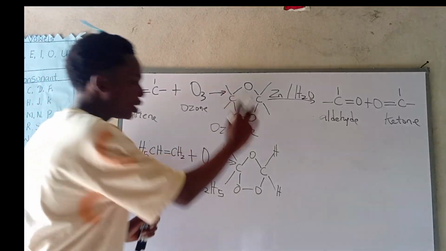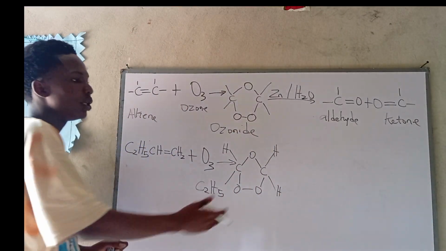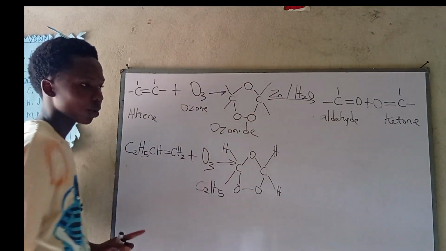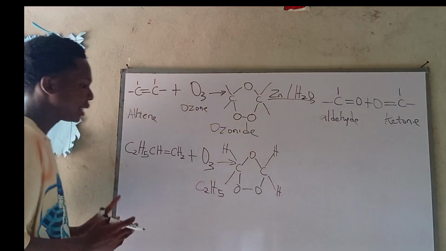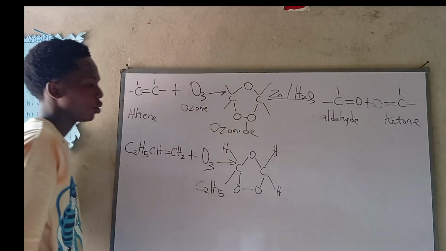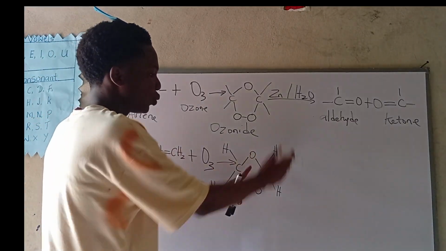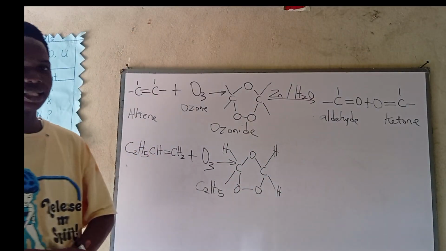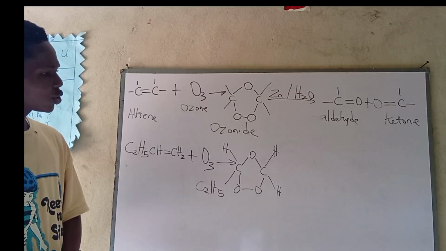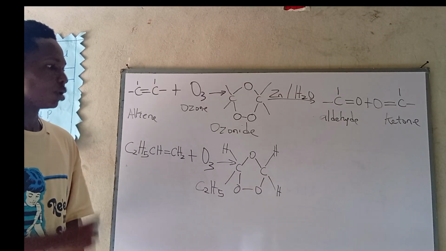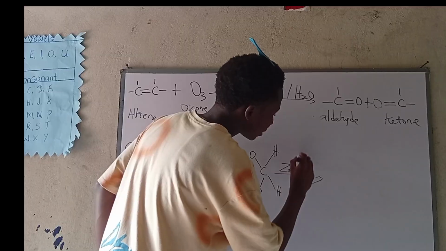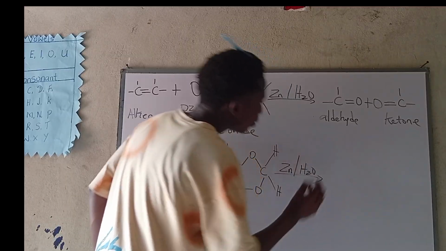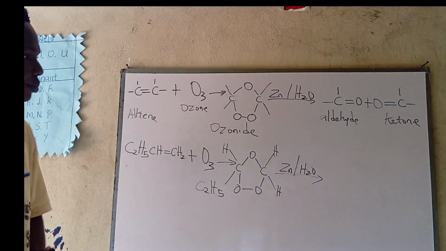What we just do after getting the ozonide structure is balance it up. So we just pick out the alkyl group, put it first. Next thing, we balance the hydrogen. The other side, we just balance the hydrogen, and that's all. It's as simple as that. But we are not done yet. We have to react in the presence of zinc dust and water. What is going to happen?